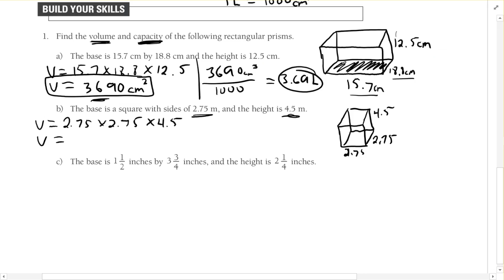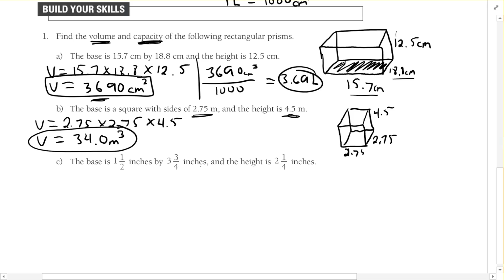So V is going to be equal to 34.0 meters cubed. Okay, I'm actually not going to make you guys figure out the capacity on this one, though. It's a little bit kind of funny. So that'd be good enough on that one.